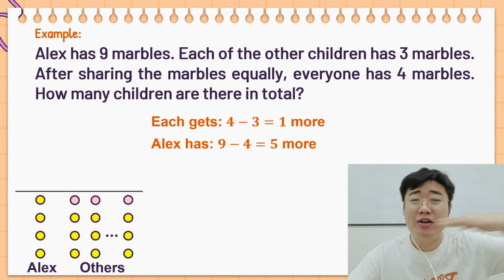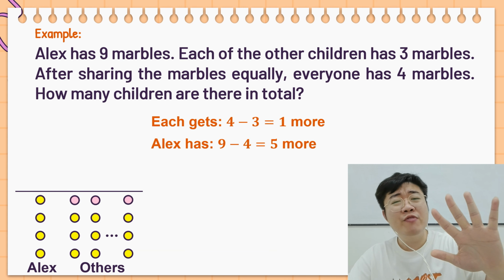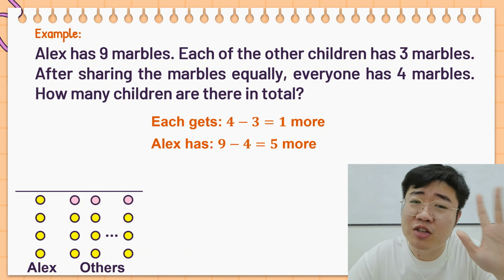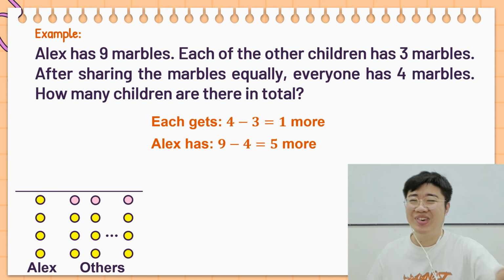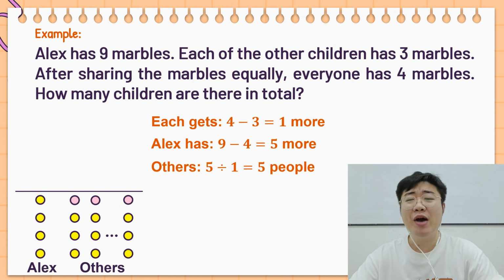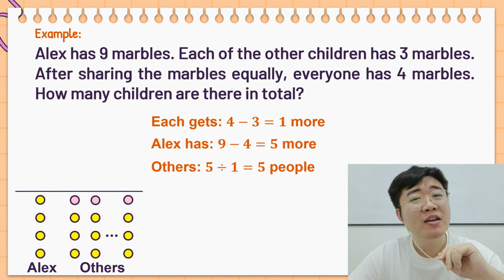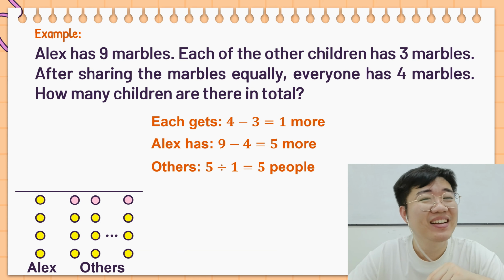Oh, we also compare to the average. Alex gave away 5 marbles. Each of the others gets 1 from these 5 marbles. How many of the others are there? Very good. This division comes into place again. So 5 divided by 1, we got 5 of them. Oh, 5 of the others is the total number of children, also 5.